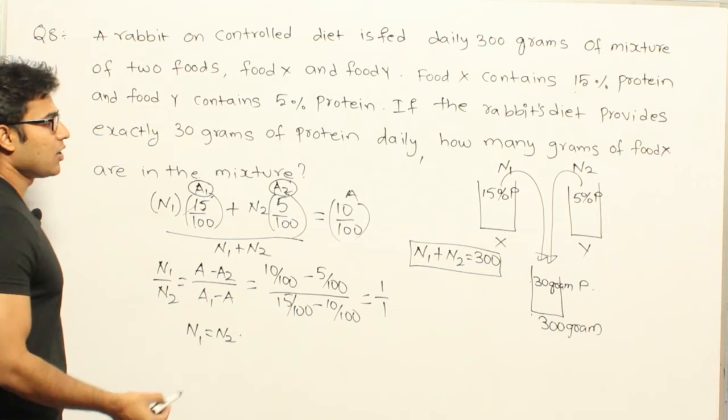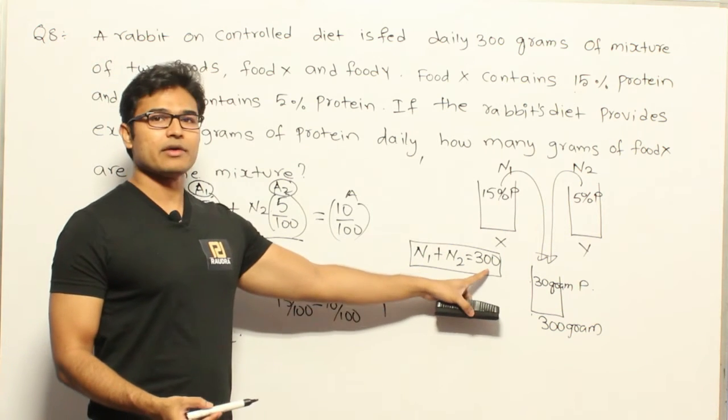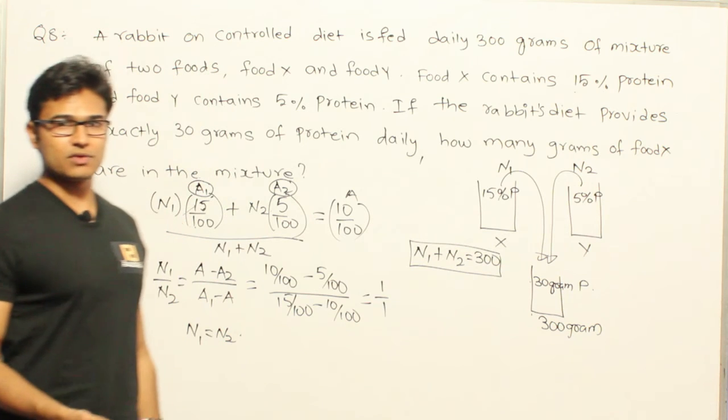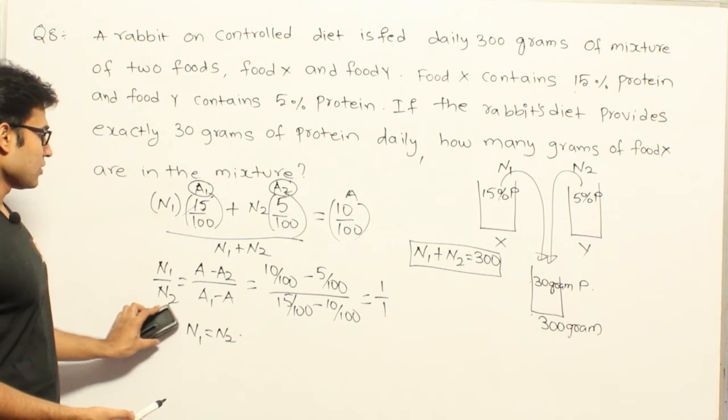Now we already know that N1 plus N2 equal to 300 and both of them are equal, therefore N1 is supposed to be 150 grams. You will directly get it. That is one way of solving it.